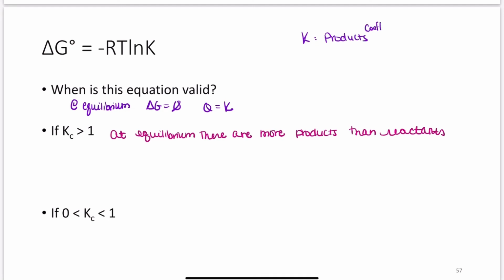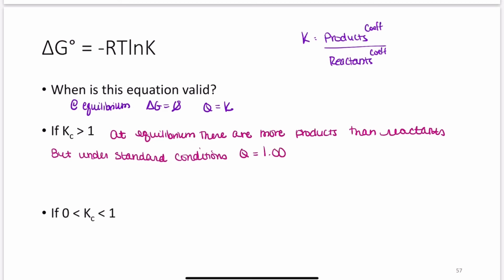K is your products' coefficients divided by reactants' coefficients. So if Kc is greater than 1, at equilibrium, more product than reactant. But under standard conditions, Q is always equal to 1. Therefore, the forward reaction is spontaneous as long as delta G is less than 0.